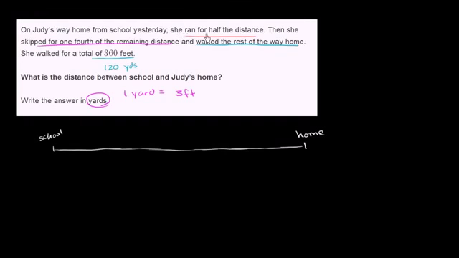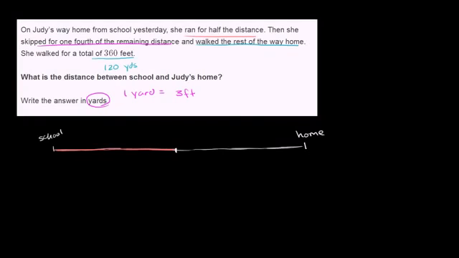And they first tell us that she ran for half the distance. So let's split this in two. Let's split that in two. And so she ran for half the distance. This is the distance that she ran. It's half the total distance. So she ran for half the distance.